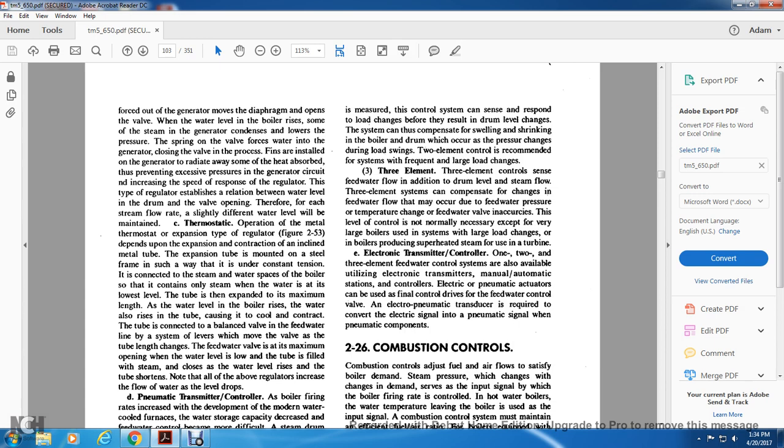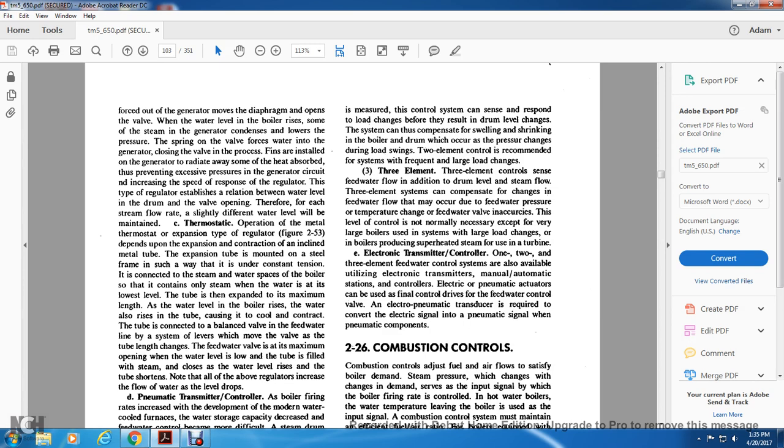Three element control senses feed water flow in addition to the drum level and steam flow. The three element system can compensate for changes in feed water flow that may occur with changes in feed water pressure, temperature, or feed water inaccuracy. This level of control is not normally necessary except for very large boilers with large load changes, producing superheated steam for use in a turbine.